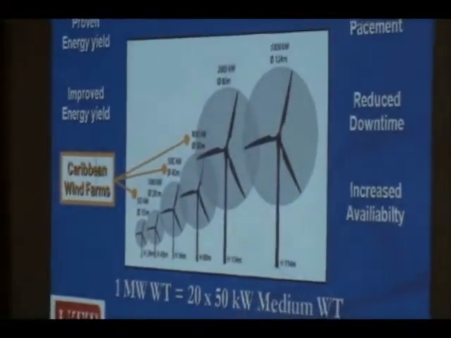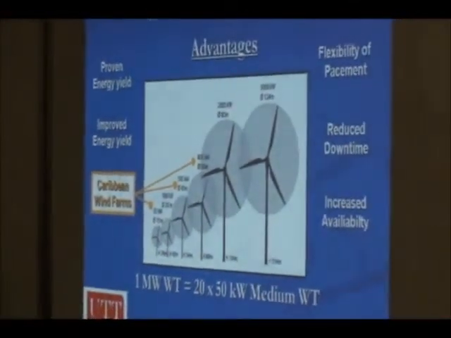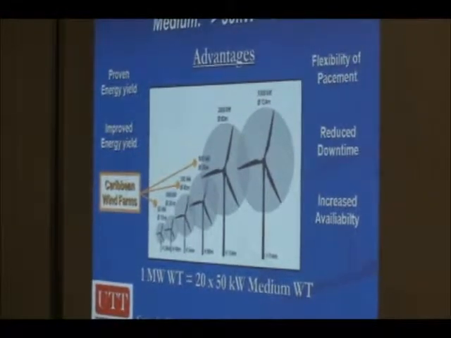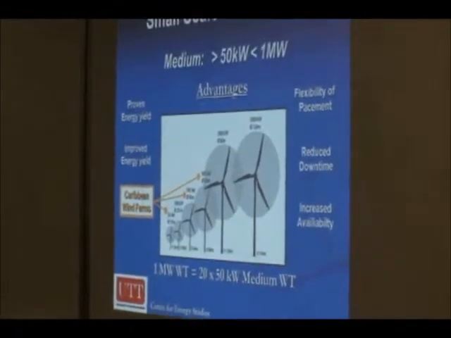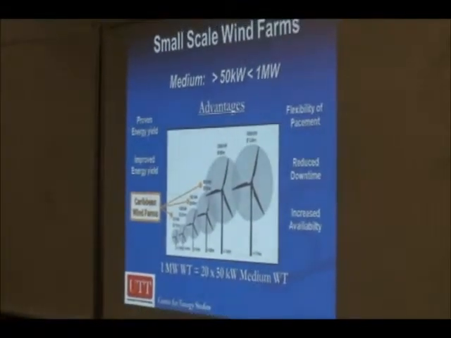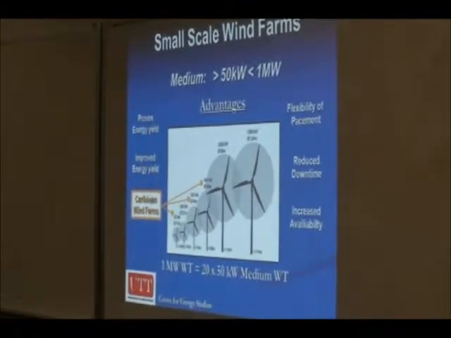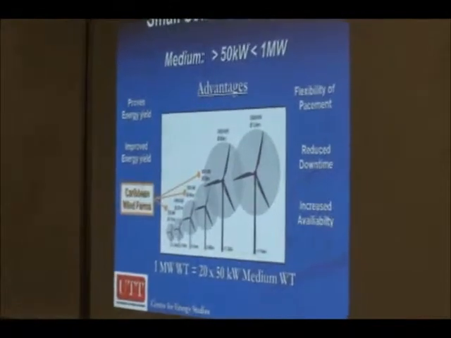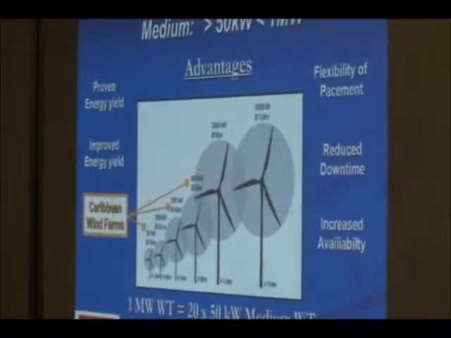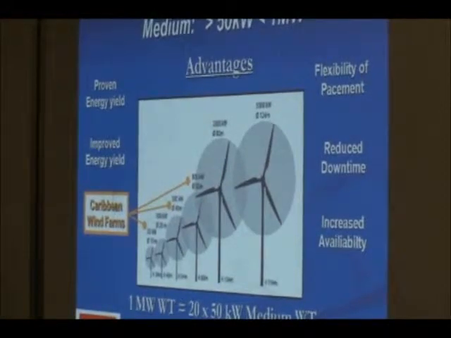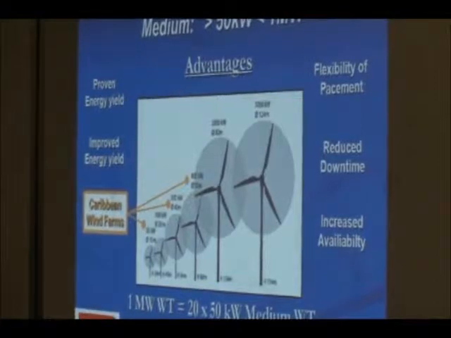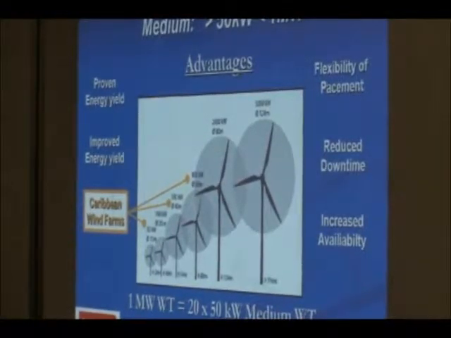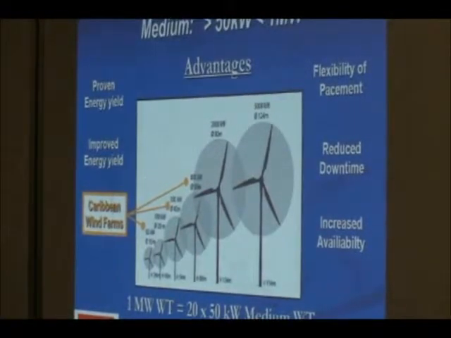When we're talking about small-scale wind farms, we're talking about medium wind turbines in a range of 50 kilowatts to less than 1 megawatt. These have the advantages of proven energy yield, improved energy yield, flexibility of placement, reduced downtime and increased availability.